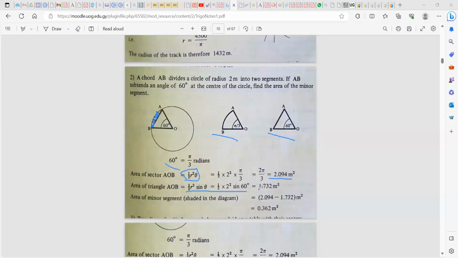So you find the area of the triangle and you subtract it, and this area is the area of the segment that you want, right? That's what you did there. Right? Yeah.